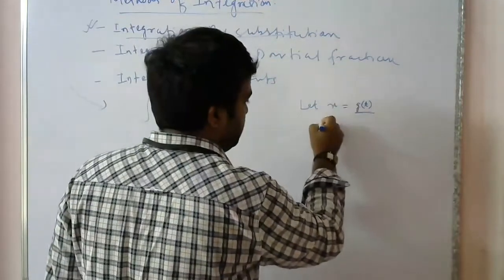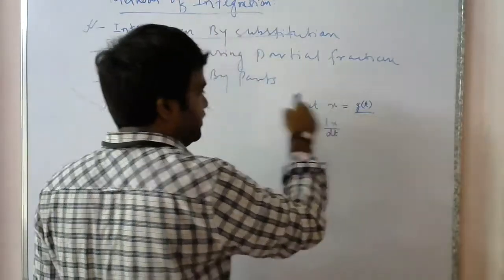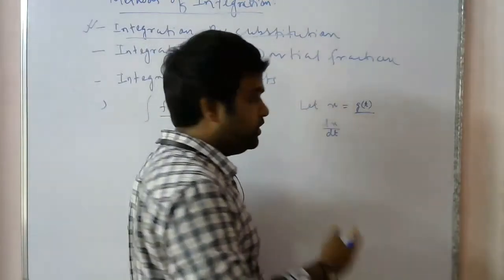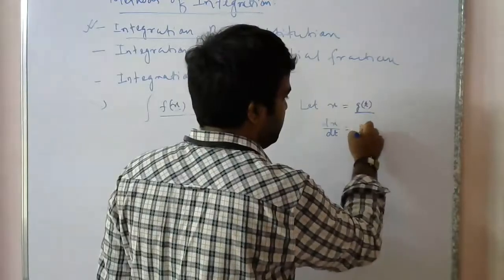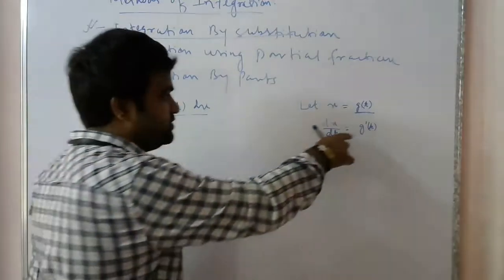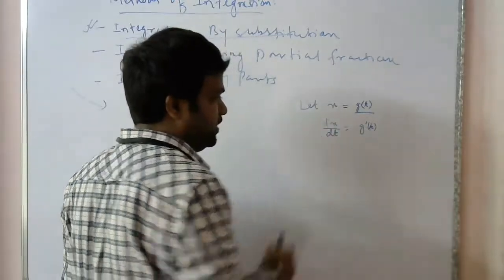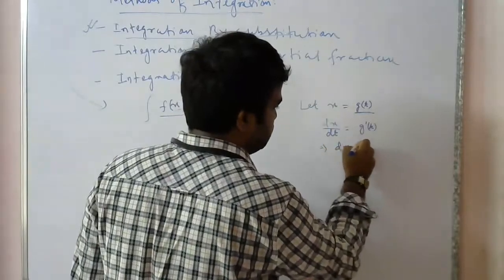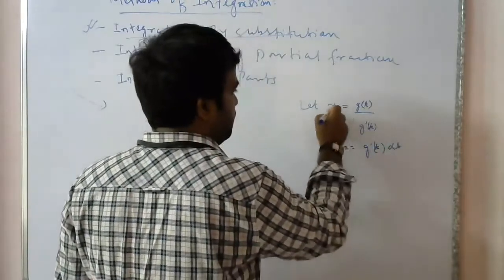Now, you can write dx upon dt, we can find the derivative. If we find the derivative on both sides, dx upon dt on the left side, and the right side is a function of t, so we can find its derivative. We can write this as g dash t, the derivative of this function. But on the left side, x is the variable, so we cannot directly find it. So dx upon dt will come, or we can convert it to dx is equal to g dash t dt.